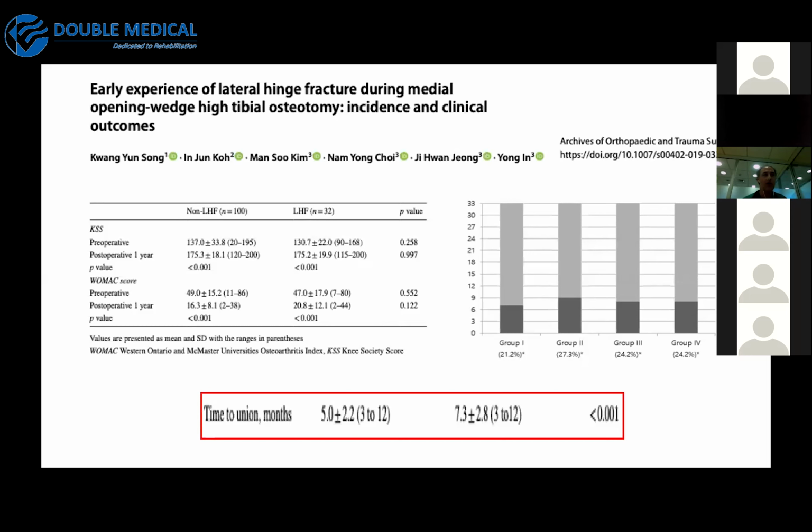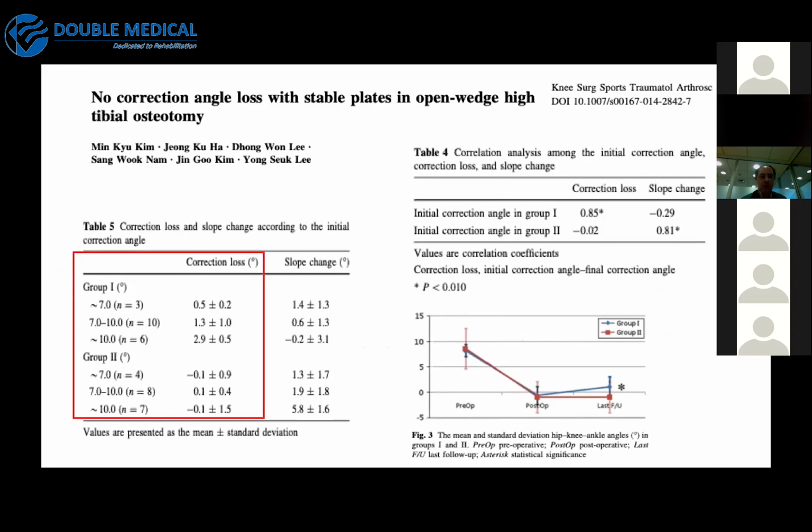So a regular HTO without a fracture of the hinge takes about 5 months from the moment of the surgery to heal radiographically. If there's a fracture, the average is around 7 months. So what's happening over time? What happens if we follow our osteotomy through time?